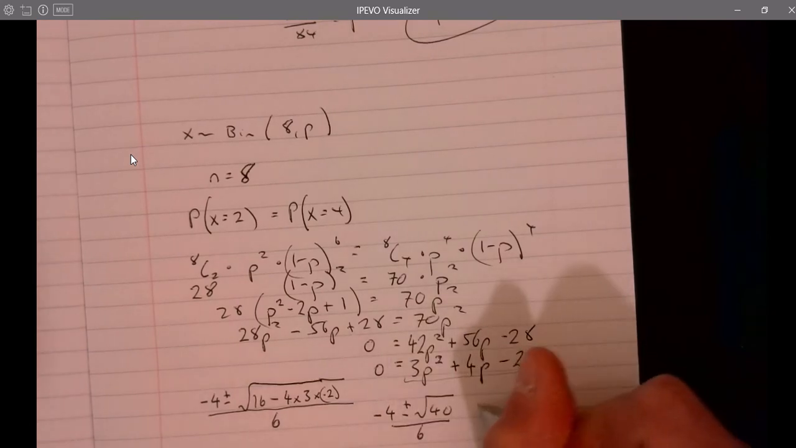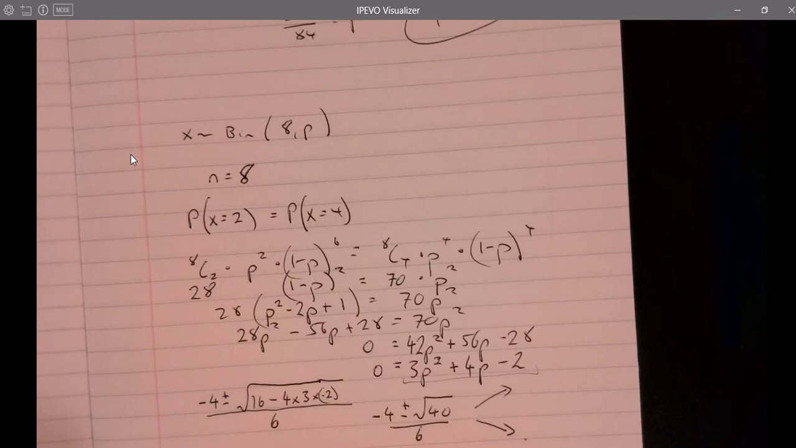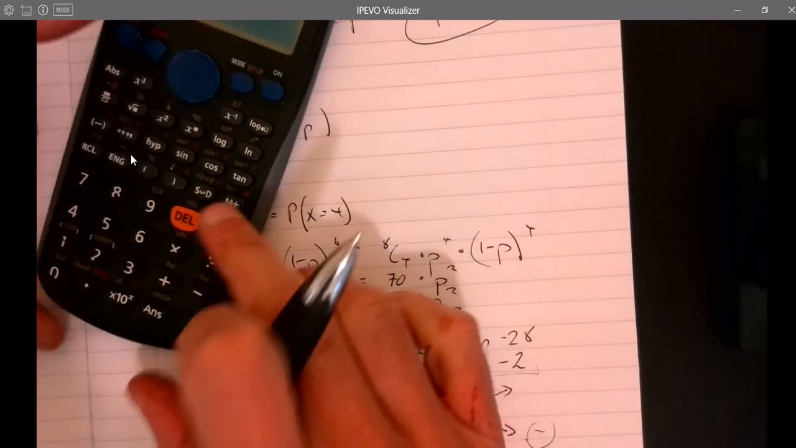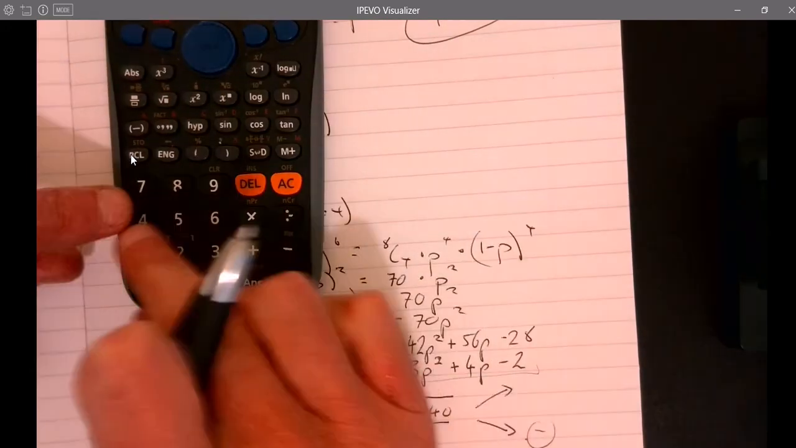And then that's going to give me two answers. One's going to give me a negative answer. If I do the takeaway one there, it's going to give me a negative, so I'm going to reject that straight away. And then the other one that I need to do is -4. Let's just have a quick check, make sure it seems to work out okay.